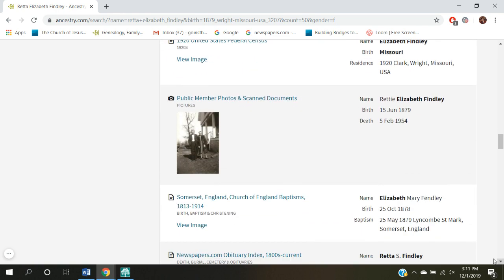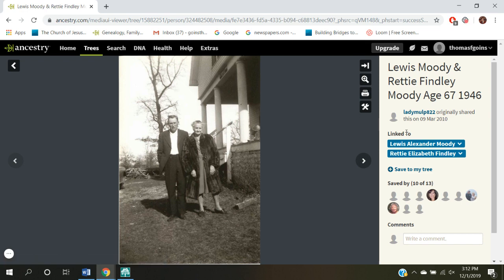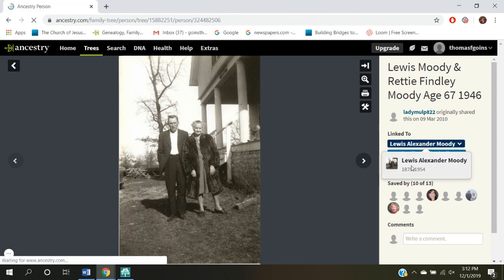But when I got to this, I realized this is the same person. I know that her nickname was Reddy. So I clicked on this, and automatically I see that it's the same person. The dates for Retta are correct. This is her husband. So I saved the picture, this information, and then what you're looking at here is we're going to what's called a family group sheet in a family tree that was put in by some person who is a member of Ancestry.com.